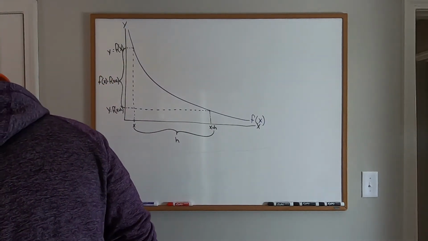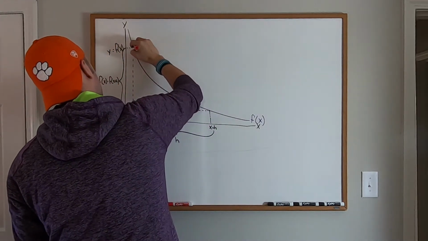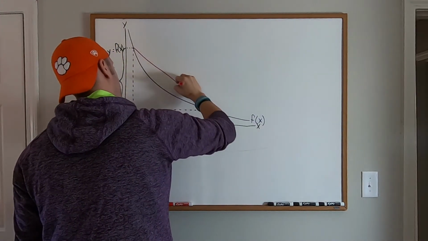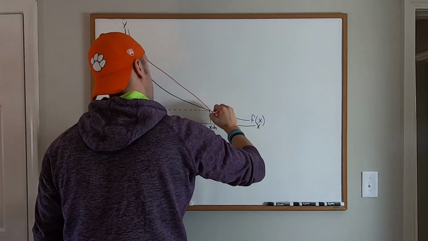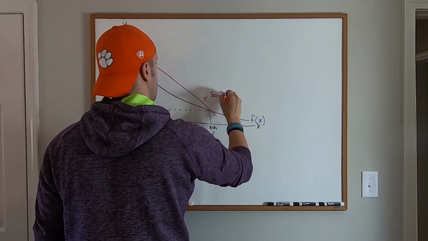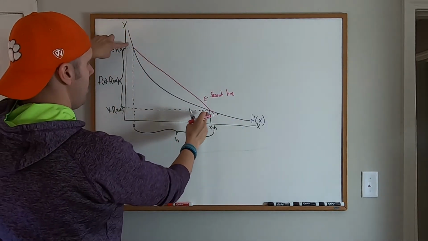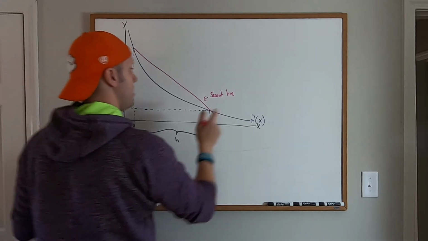Now this right here is what is known as a secant line. If I were to connect these two dots, I get a secant line. The secant line crosses the function at 2 points.